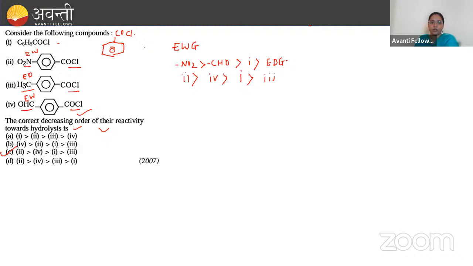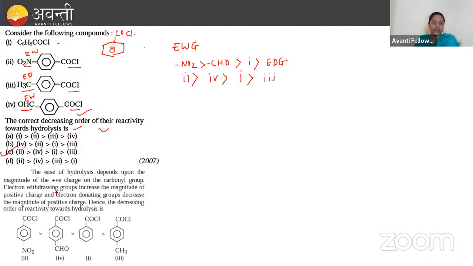Next problem. So look here, I have explained everything. The ease of hydrolysis depends upon the magnitude of positive charge on the carbonyl group. Electron withdrawing group increases the magnitude of positive charge, and electron donating group decreases the magnitude of positive charge. The more positive charge is present on the carbonyl group, the more easily it will be hydrolyzed. Hence, the decreasing order of reactivity towards hydrolysis is this will hydrolyze first, then this, then this, then this.